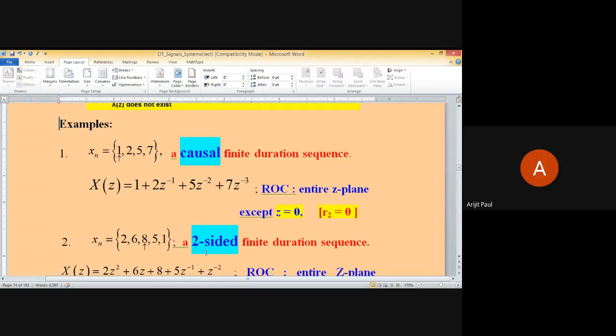Sir, here R2 is equal to 0 means, please. Because the general case is R2 less than magnitude of z less than R1, isn't it? Yes. So here that R2 value is 0 as a special case.